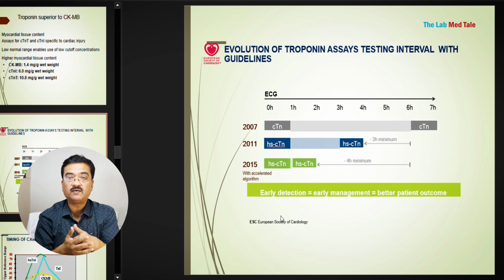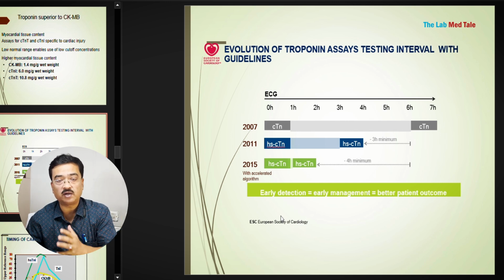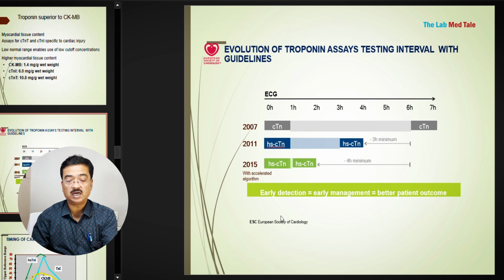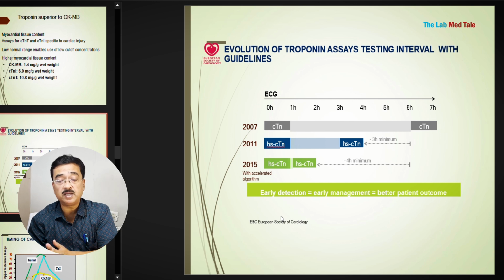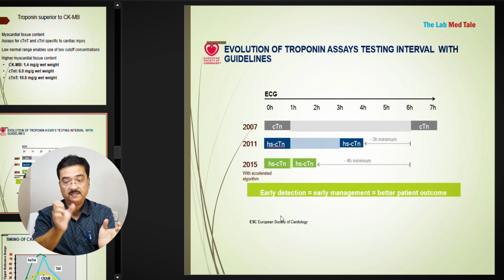With the advent of high sensitive troponin I, the management and diagnostic protocol of ACS has changed. In the year 2007, the recommendation was initially to do a troponin and repeat it after 6 hours, because from 0 to 6 hours no significant difference may be noted. So the repeat testing was at a 6 hour difference. By 2011, it was reduced to every 2 hours. So the recommendation was to do cardiac troponin.